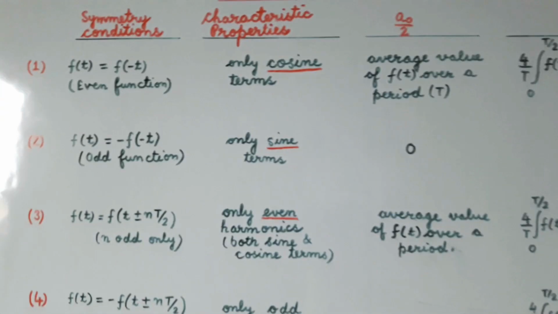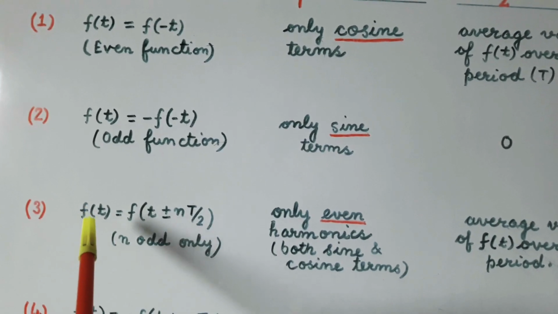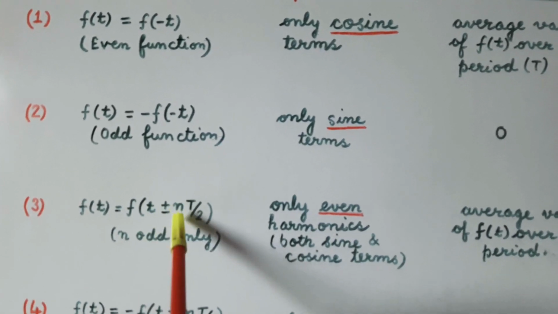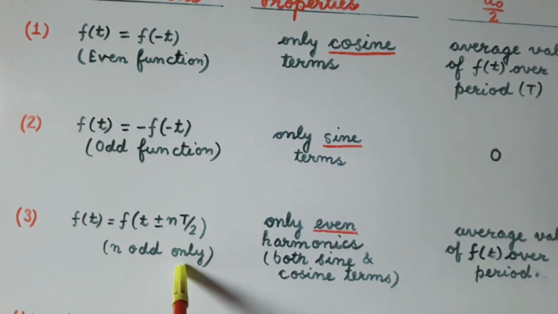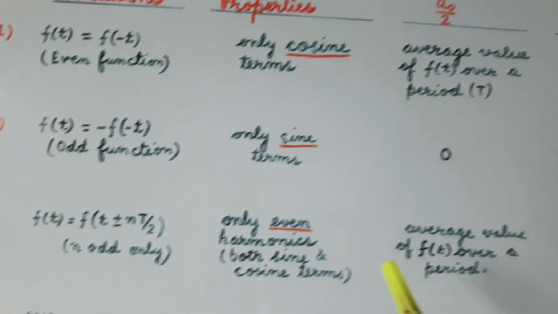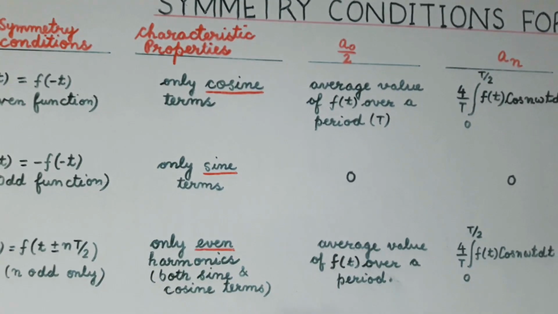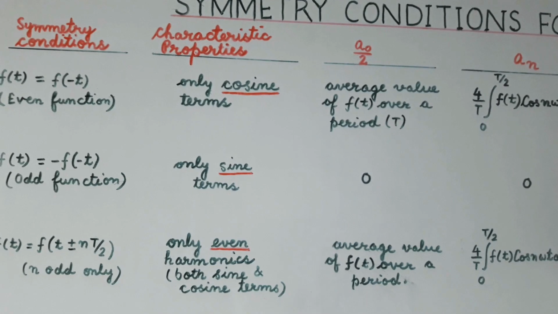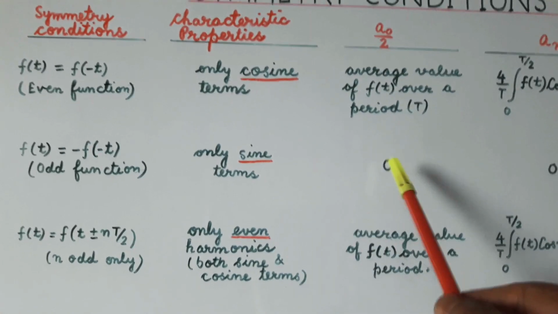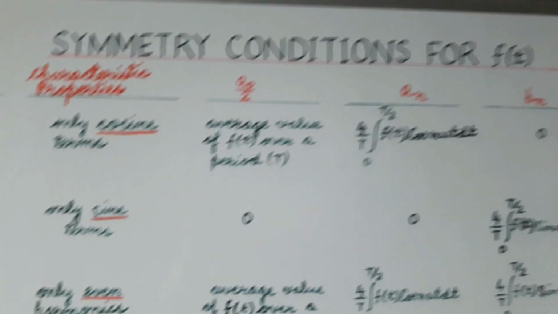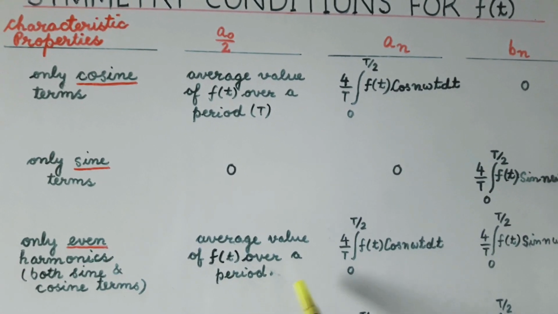The third condition for symmetry is when f(t) is equal to f(t plus or minus nT by 2), where n is odd only. If this condition is satisfied, then the characteristic property of such a function is that it will contain only odd harmonics. Both sine and cosine terms will be present in this case. So we will have to find out the values of an, bn and a0 by 2. In this case, the value of a0 by 2 will be equal to the average value of f(t) over a period.